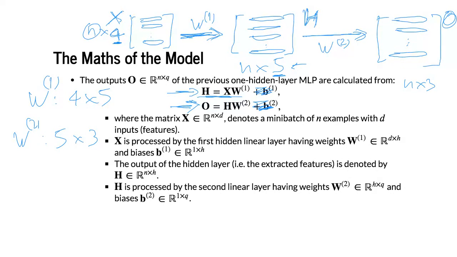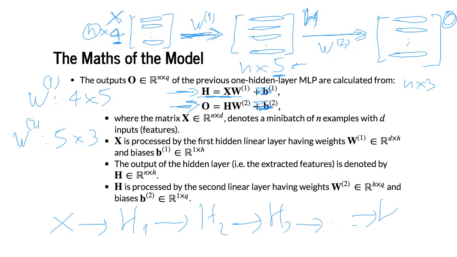That's great. And as I said, you can have lots of these intermediate layers. So you can go from X to H1, then from H1 to H2, to H3, whatever, and then you go to the output, okay? So you can have many of these intermediate layers. In this case, we just had one, okay?